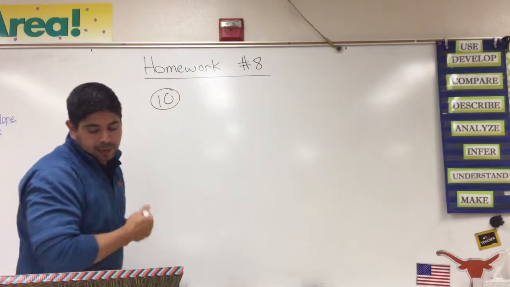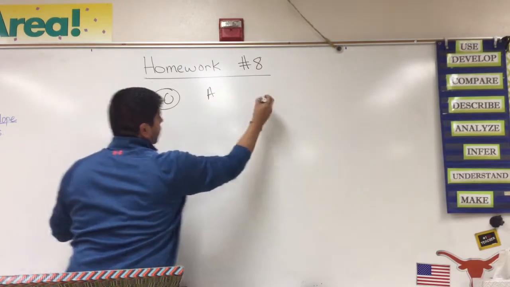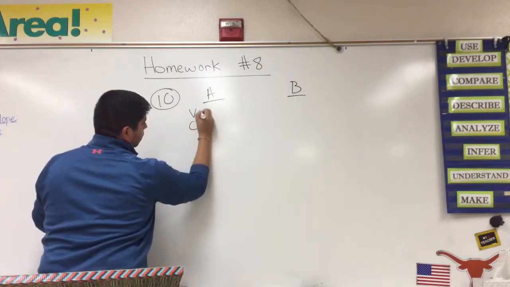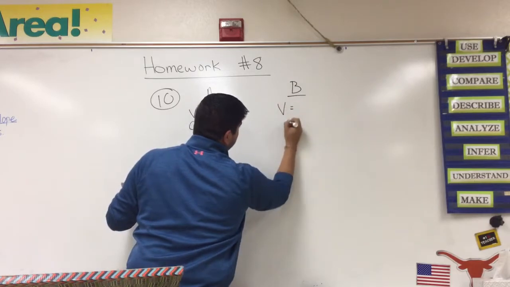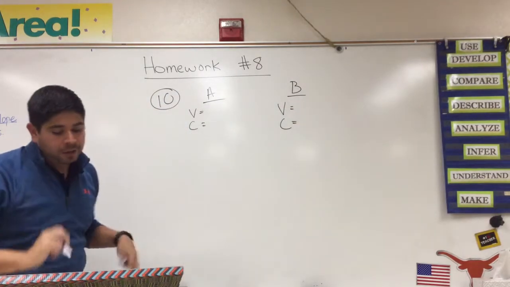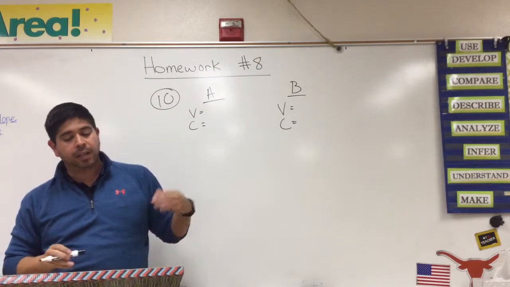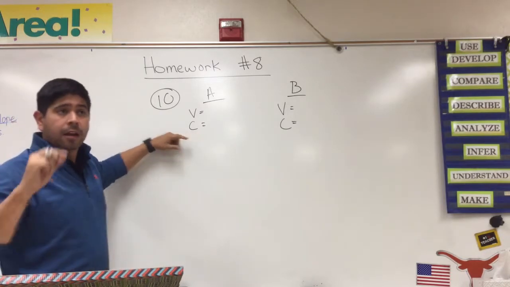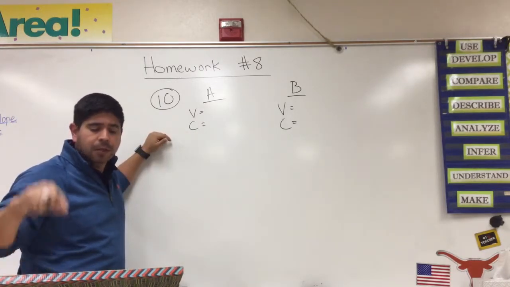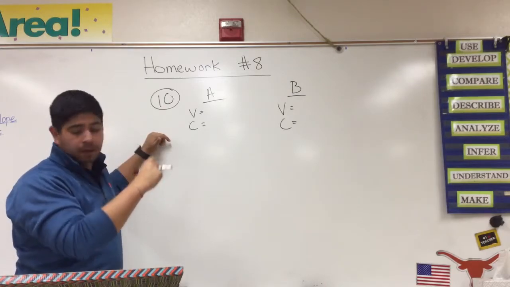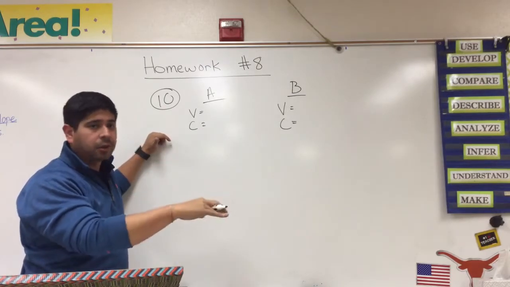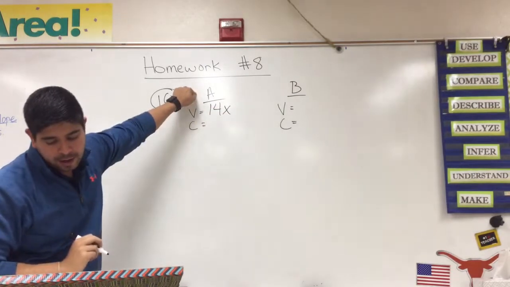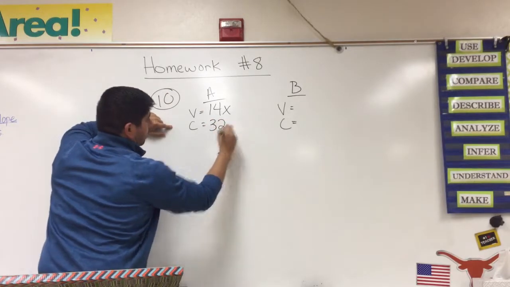That's all I'm doing. So I got player A and player B. I need a variable and a constant for player A, and a variable and a constant for player B. So player A is scoring 14 points per game and has already scored 32 points. So what he's already scored is my constant part, which is 32. The variable x goes with the 14 because it's 14 points per game. It's not 32 points per game. It's 14 points per game. So 14x is going to be my variable for player A. 32 points that's already scored is my constant.